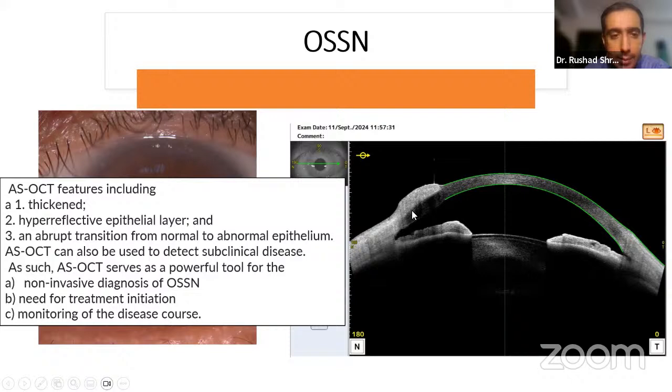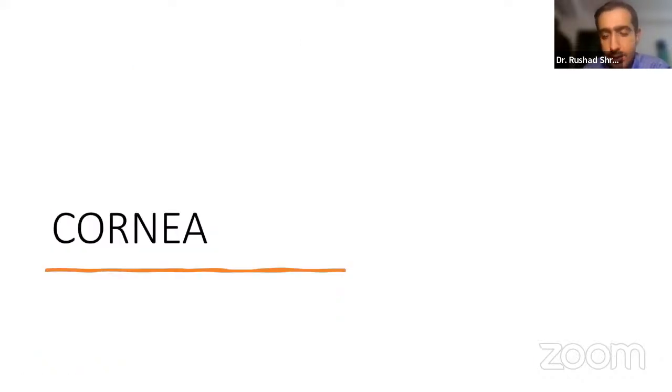So the advantage of ASOCT in OSSN is that it can be used to detect subclinical disease, where your clinical findings are not helping you to a very large extent. It serves as a powerful tool because it's a non-invasive diagnosis of the OSSN. It helps to guide treatment initiation and, of course, for monitoring the disease. Once you've started the patient on, say, mitomycin or interferon, or if you do a surgical excision of the OSSN and then want to monitor the progression or the recurrence rate, that is where ASOCT has a big role in these lesions.